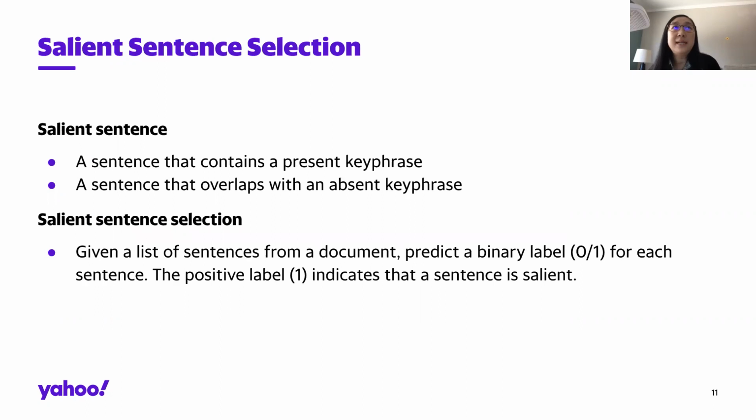So for salient sentence selection, here we define a sentence as salient or important by comparing the sentence with the ground truth key phrase. And we say that a sentence is salient if it contains a ground truth present key phrase, or if it doesn't contain any present key phrase, but it overlaps with an absent key phrase. And then the sentence selection problem is simply a binary classifier that tries to predict for each sentence in the document whether it's a salient sentence or not.